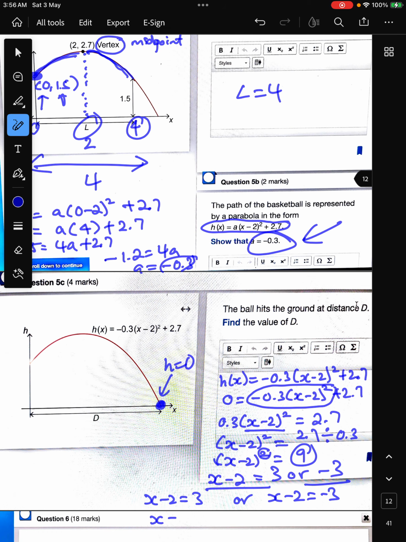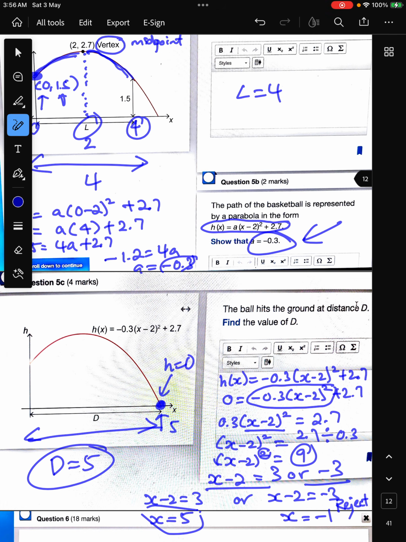Now, if you solve both equations, this is going to give me 5. This is going to give me negative 1. Now, obviously this value has to be a positive number, so we're going to reject this one. Okay, so x obviously is going to be 5. So if we want to find the value of d, which is this entire distance here, d obviously has to be 5 as well. Okay, so this is a good 4 marks in the bag.